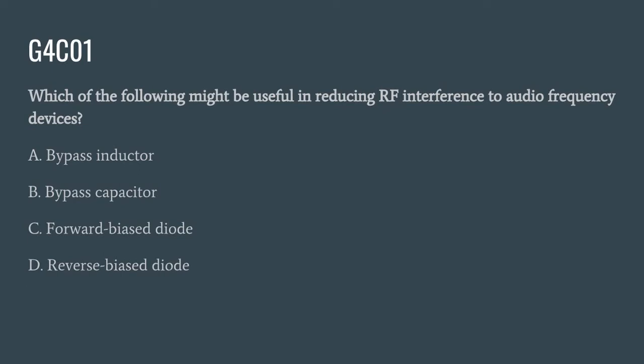First off, G4C01, which of the following might be useful in reducing RF interference to audio frequency devices? A. Bypass inductor. B. Bypass capacitor. C. Forward biased diode. Or D. Reverse biased diode. The correct answer here is B. Bypass capacitor.